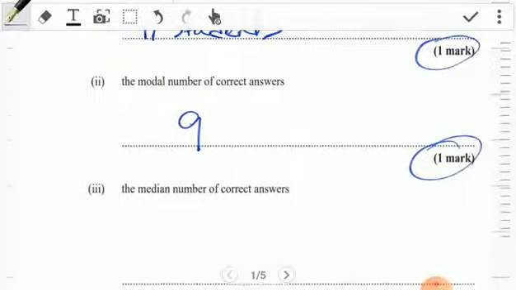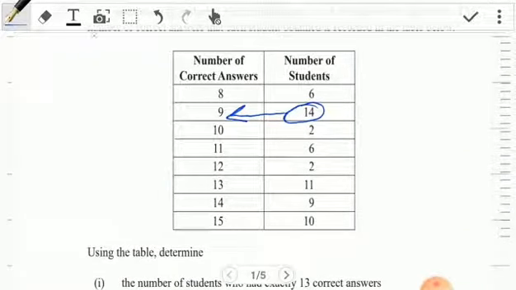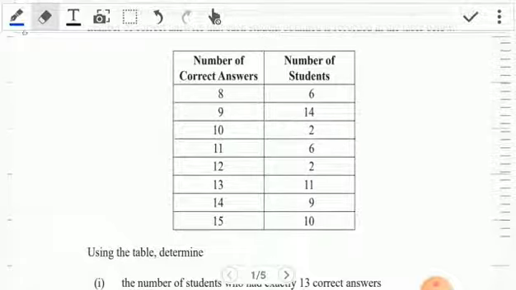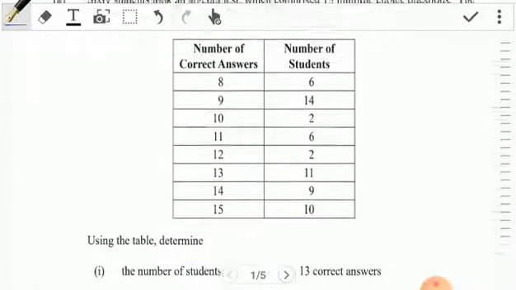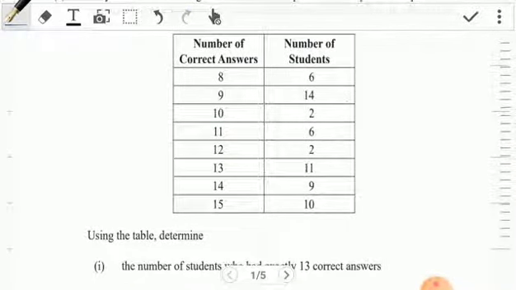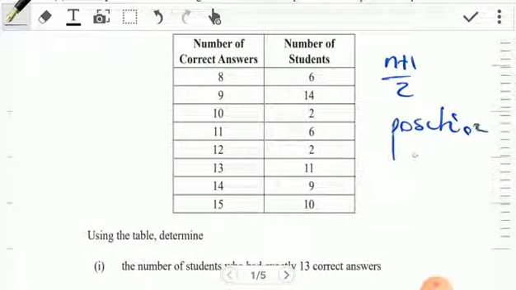Now let's look at the other question. It says, the median number of correct answers. The median is the middle term. Normally when I have a table and I'm going to find the median, I'm not going to list them out, because in this case we have 60. There's a little formula we can use, n plus 1 over 2, which helps us find the position of the median.